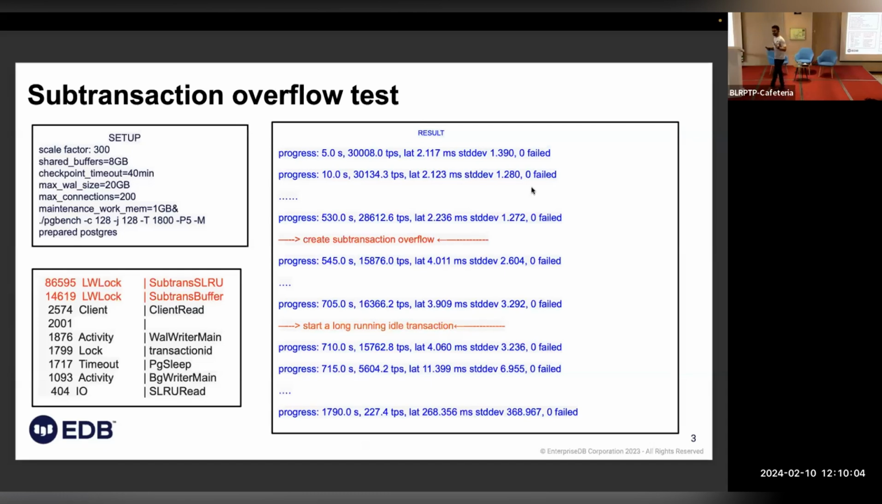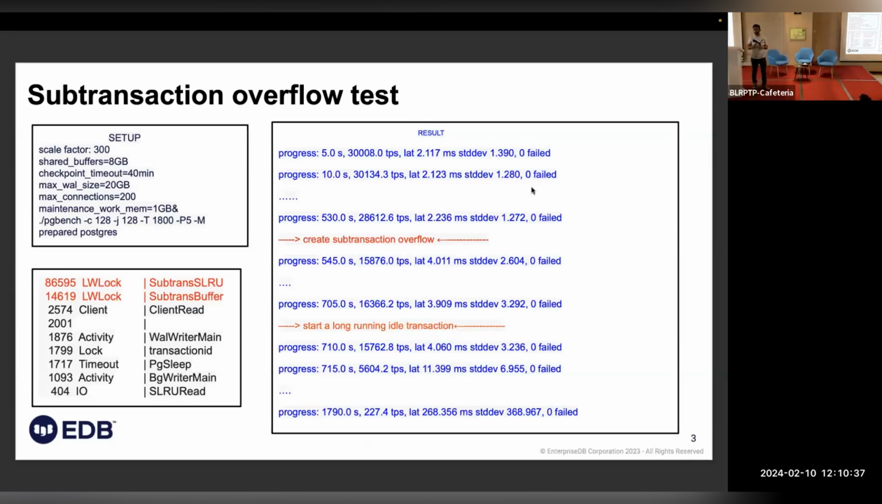Then there's some more twist I added. I created one more transaction, which is a long running transaction. The subtransaction overflow transaction I created stops, creates and stops. It will stay for a few seconds and commit, so it is not really a long running transaction. What is a long running transaction is, you start a transaction, let it assign a transaction ID by doing some write, like insert, update, anything, and leave it as it is. Now you can see the TPS drops up to 200. From 30,000 to 200 we have reached.